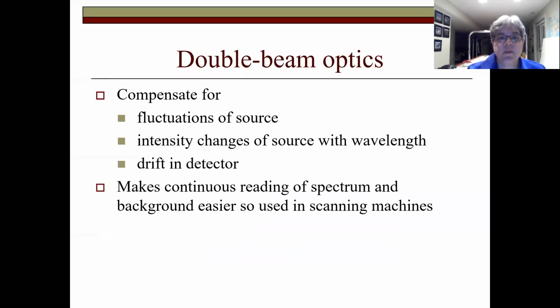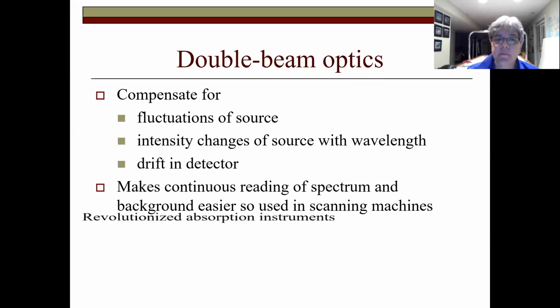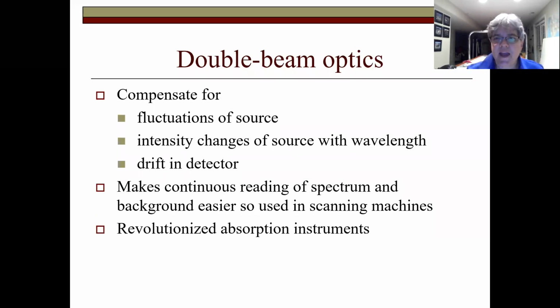Okay, so this will compensate for if there's changes in your source, if there's changes in the source at different wavelengths. You know, you have different intensities at different wavelengths. This will fix that problem. If the detector is changing with time, this will fix that problem. So this makes reading the spectrum and the background always at the same time much easier. This is a very convenient way. And when this was developed, it actually made this method a much more powerful and useful method.